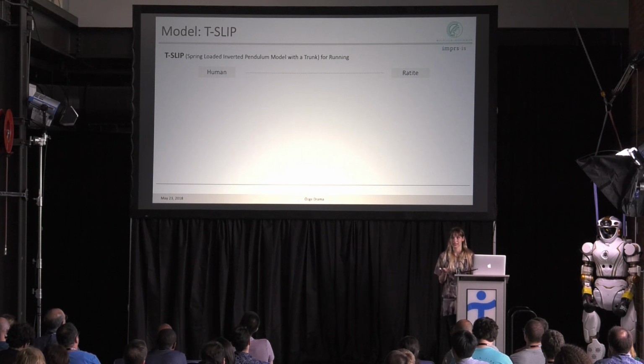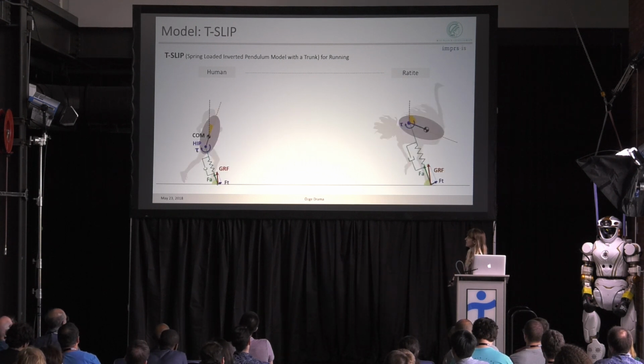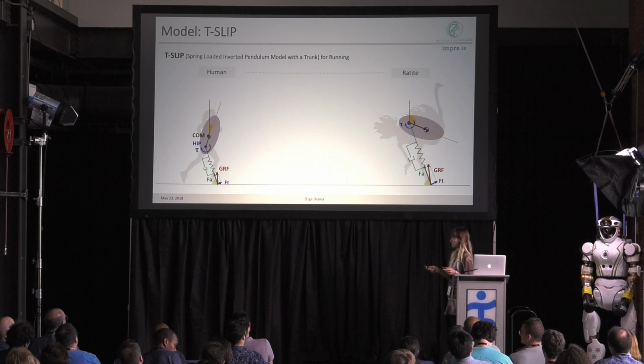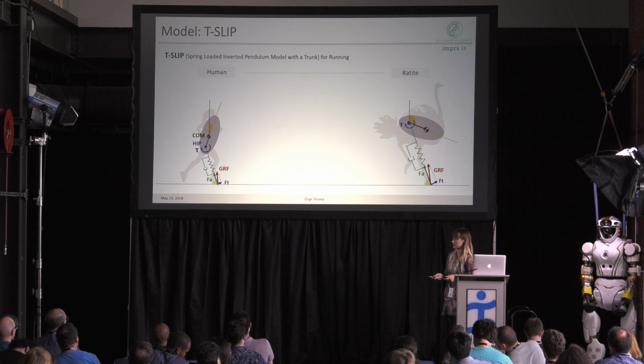So I'm using a spring inverted pendulum model with a trunk, and I'm going to look at the running gaits. So here's our model. You have a trunk with a certain inertia and a center of mass located here, and you have a massless leg with a spring and a damper as optional parameter. And in the model, you have two control inputs. Basically, you can control the leg angle, and you have a hip torque applied on the hip, which is generating this tangential component on the reaction force.